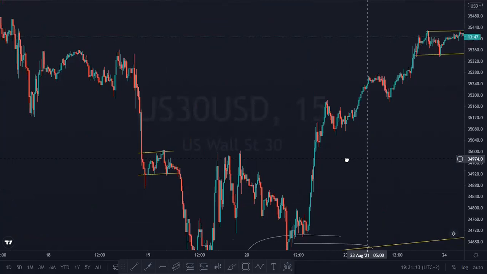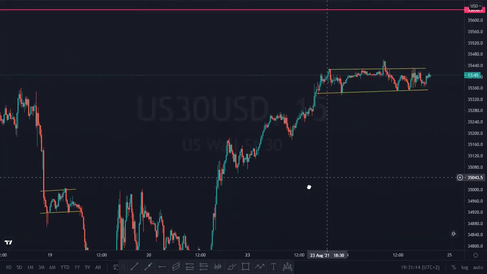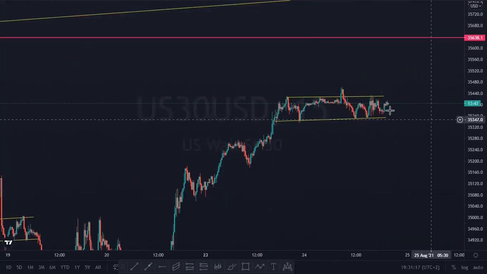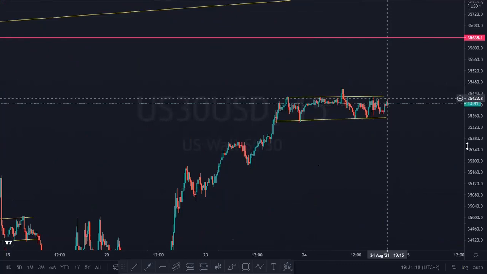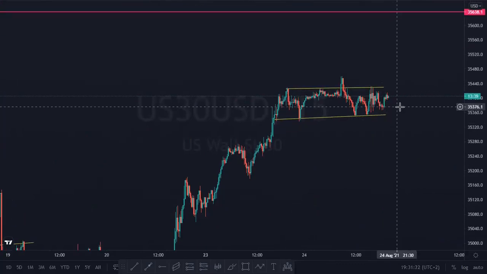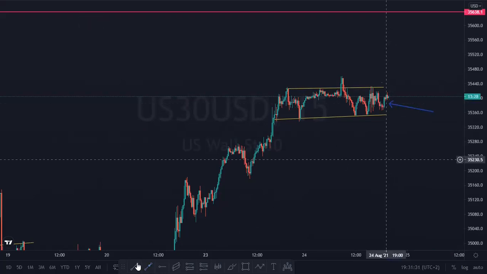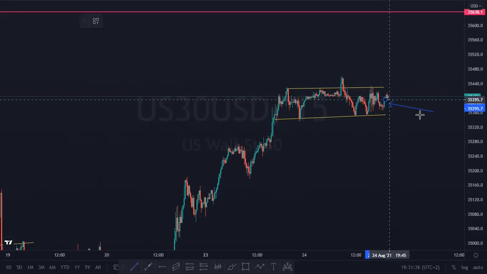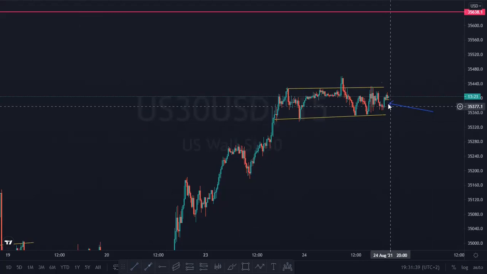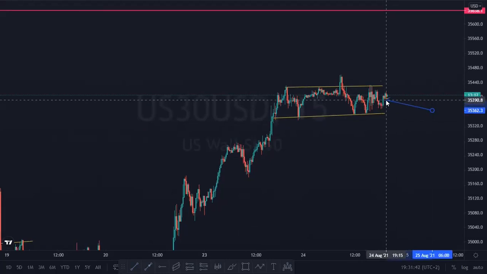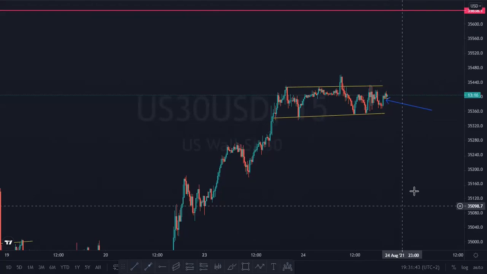I can hear myself. So, guys, on 15-minute time frame, that's where we are right now. I'm expecting that the market can still push up. You can even place a buy here and your stop loss can be just underneath here, if you want. But I don't think now, because this will take long.